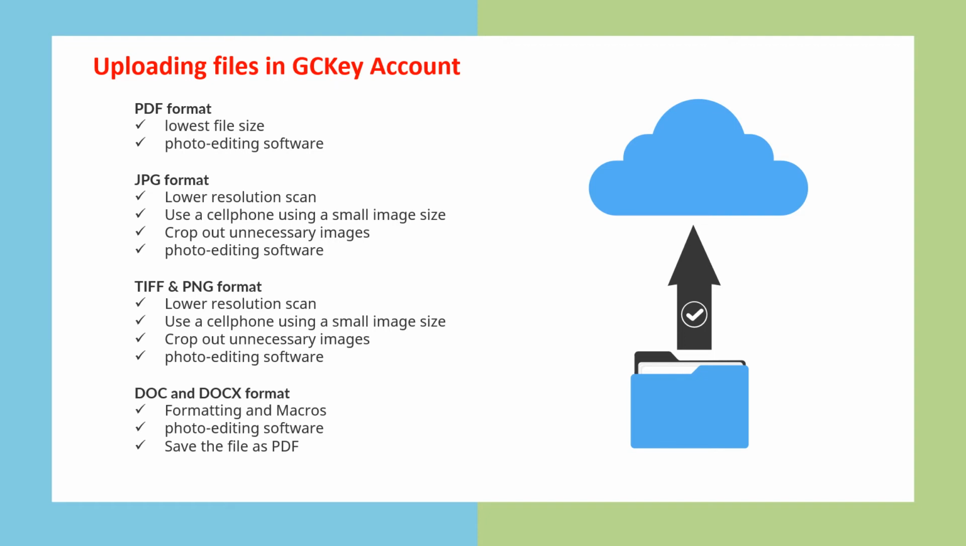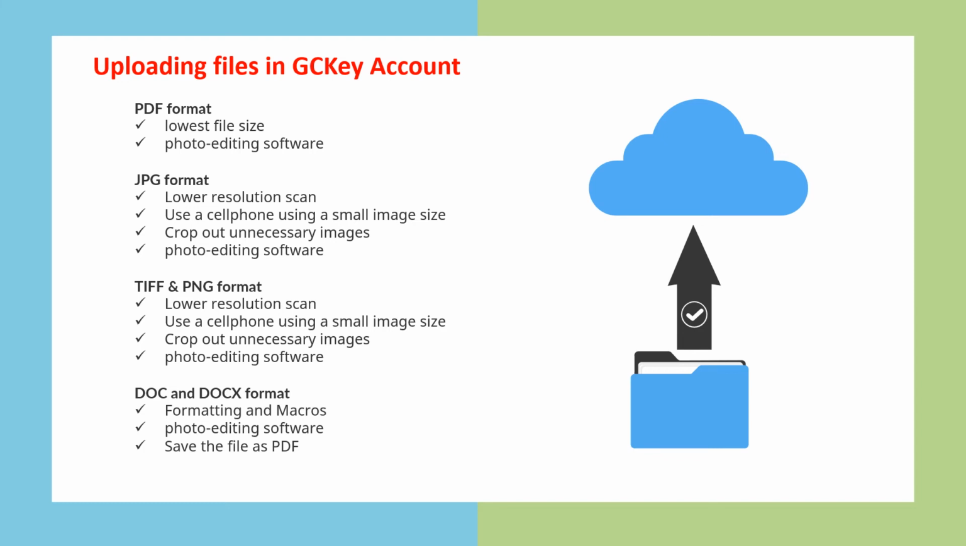For the JPEG format, you can scan your document at a lower resolution such as 96 dpi. If you don't have a scanner, take a photo with your cell phone and choose a smaller image size. Use the crop feature to remove all empty space around the image. Reduce the image size options are usually found under the advanced setting menu of the software. And also you can reduce the JPEG image quality if you have access to photo editing software.